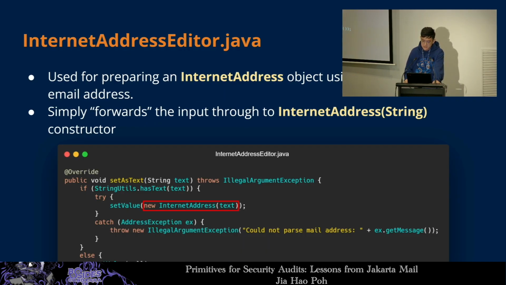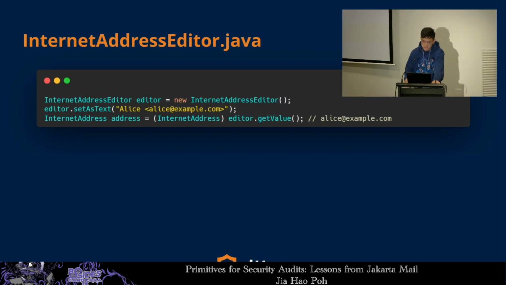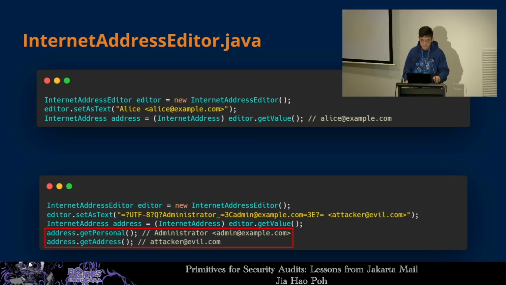The internet address editor class is used to prepare an internet address object using a supplied email address. If we look at the source, we can confirm that it simply passes the input string to the internet address constructor. So this is another example code which calls the method. Since the input goes directly into the internet address constructor, the personal name field will be decoded if it's an encoded string. As we have seen earlier, the encoded email addresses are not decoded via the constructor, and only the personal name section will be decoded. Nonetheless, a potential misuse would be phishing attacks.